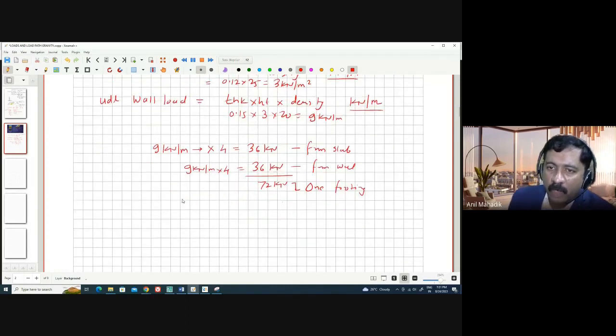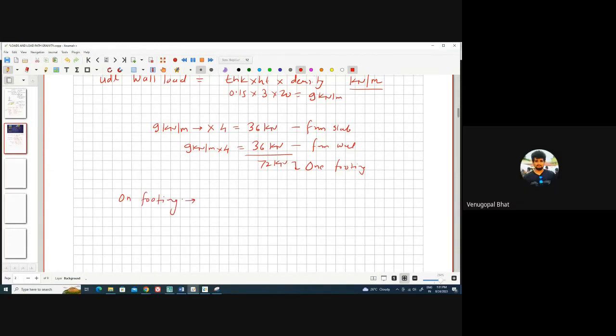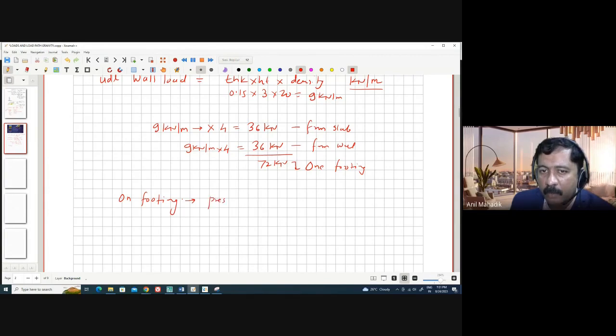So on footing, what kind of load do we transfer? Generally, how is the footing load transferred? Per square meter. So we generally calculate the pressure on the footing. Okay. So what is the pressure on the footing due to this? Total load 72 kilonewton into area of the footing.